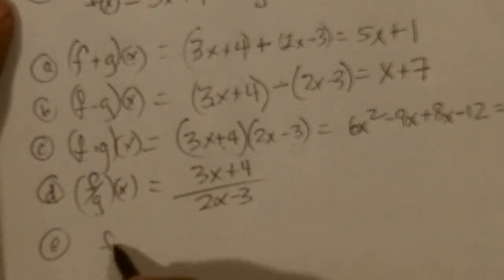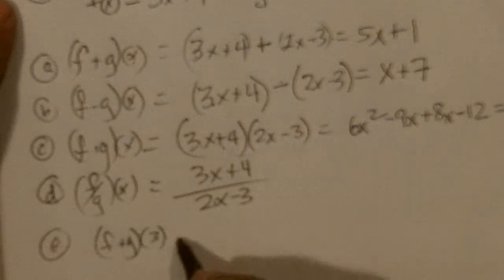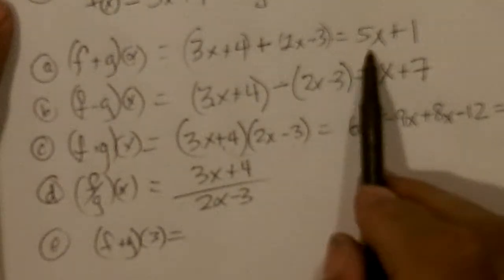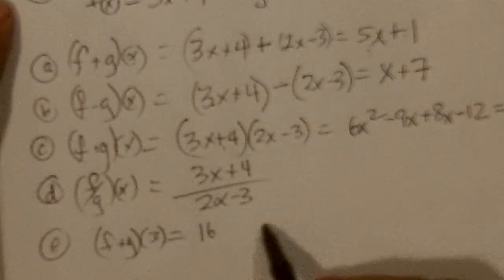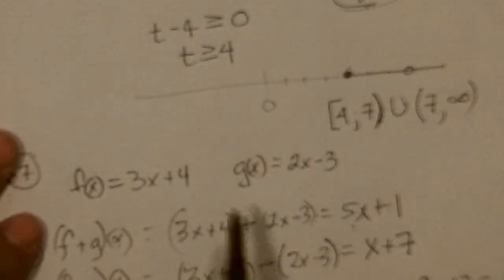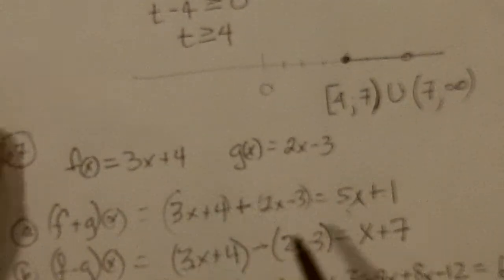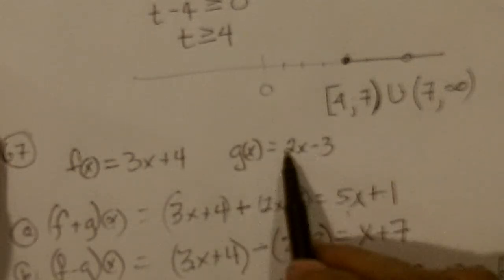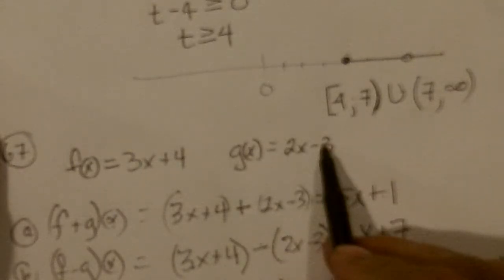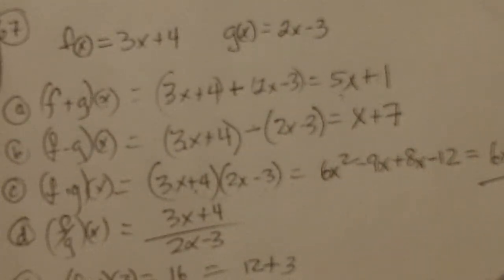Next, f plus g of 3. Well, I could plug 3 into my answer. That'd be 15 plus 1 is 16. Or I could plug 3 into each one of these. That'd be 3 times 3 is 9, plus 4 is 12, plus, and 3 into here, 3 times 2 is 6, minus 3 is 3. That's 15. I did something wrong here.